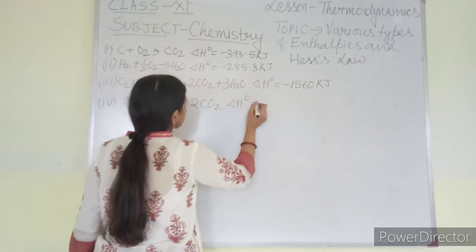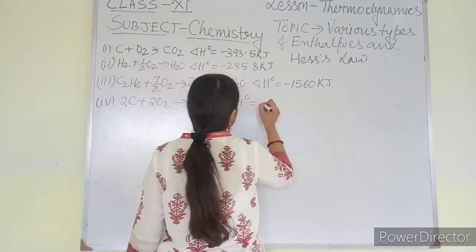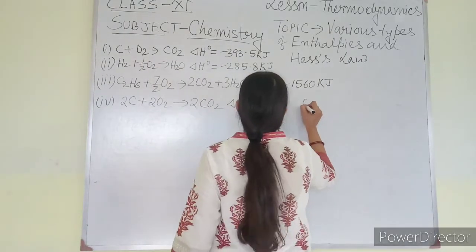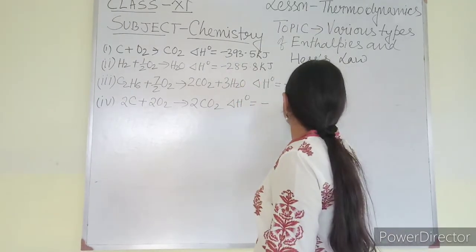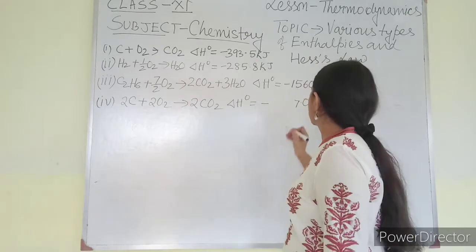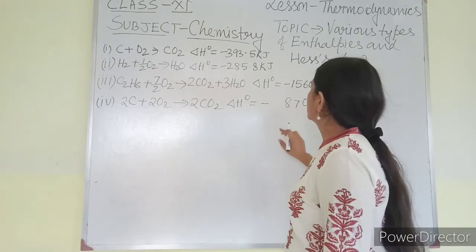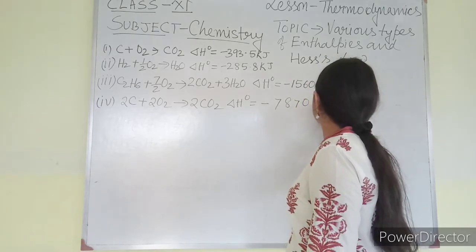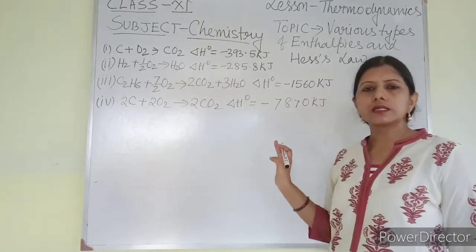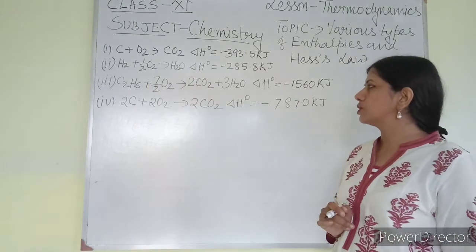So delta H will be, if you multiply 2 with this one, 2 5s are 10, 1 carry, 2 3s are 6 plus 1 is 7, 2 9s are 18, 2 3s are 6 plus 1 is 7, this kilojoule. Okay. So this is by multiplying 2 with equation 1.